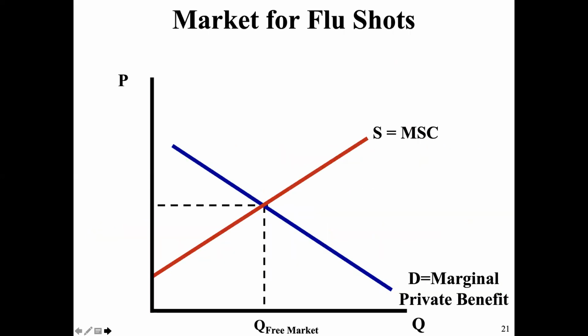Let's imagine this is the market for flu shots. We have a supply and a demand curve. This time, it's going to be a little bit different. The supply curve we're looking at here is the marginal social cost curve, because all costs of production are incurred by the firms who are producing vaccines. This time, our demand curve is a little bit different. It's showing the marginal private benefit that is enjoyed by the consumers who are choosing to participate in that market. And then we're going to get an equilibrium quantity at the free market there.